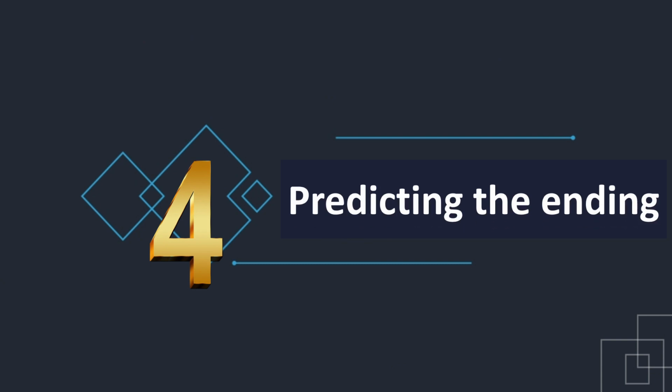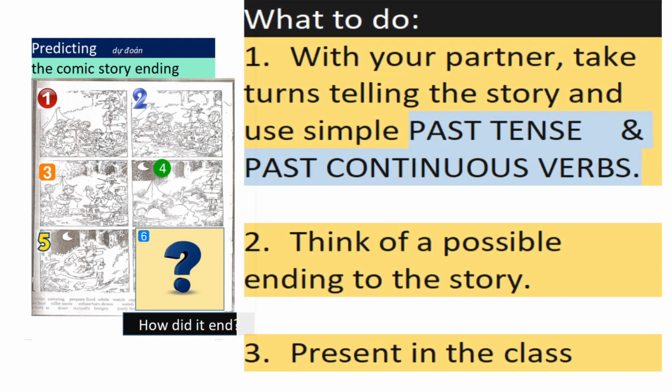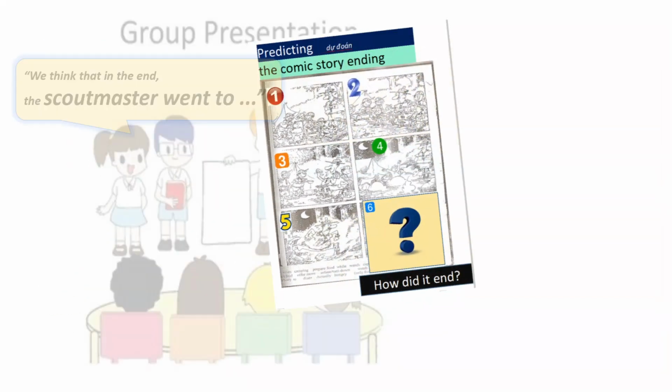For this variation, the comic story is presented to the students in its unfinished form, with the teacher cutting or covering the final frame, which reveals the ending. For this option, students take turns telling the story using simple past tense and past continuous verbs. They then think of a possible ending to the story before presenting it to the class.